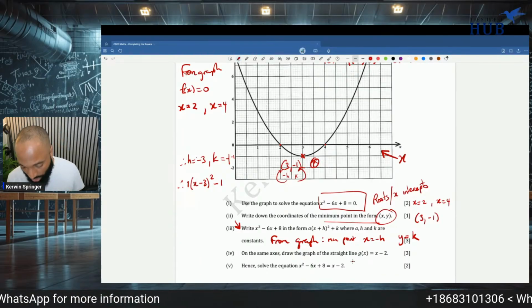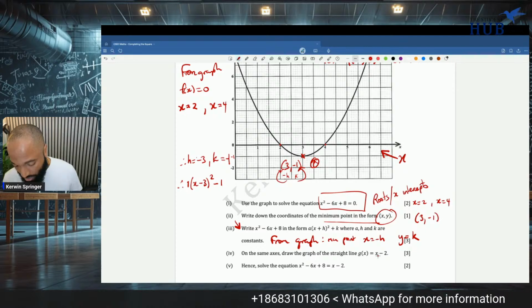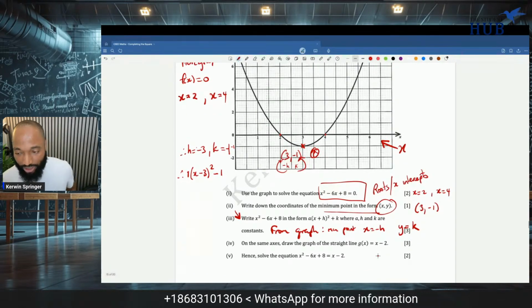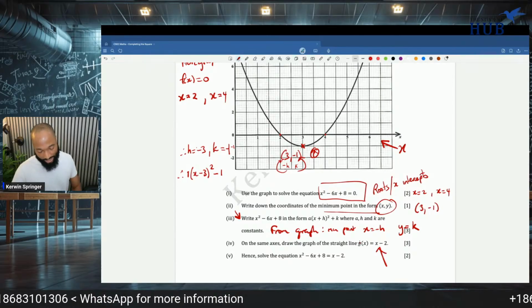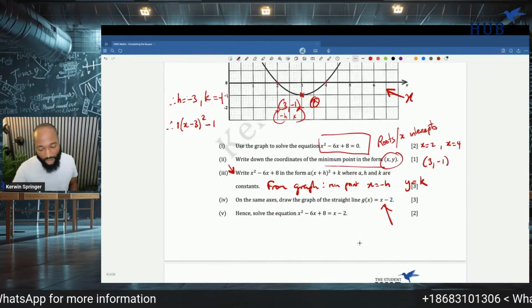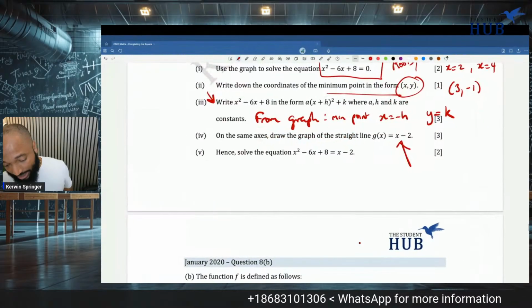On the same axis, draw the graph of the straight line g of x is equal to x minus 2. So g of x is equal to x minus 2. How do we draw this? This is part of coordinate geometry now. It's kind of stepping out of the strict topic of completing the square. But this can be asked in this question.